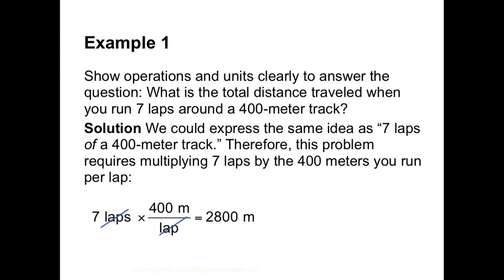Okay, so what's the total distance traveled when you run 7 laps around a 400-meter track? So this is what I mean by we do the math with the units as well. All your numbers will have units attached to them. When you're multiplying and you have the same units in the numerator as denominator, those will cancel. So here, down here is what I want you to focus on. We have 7 laps.